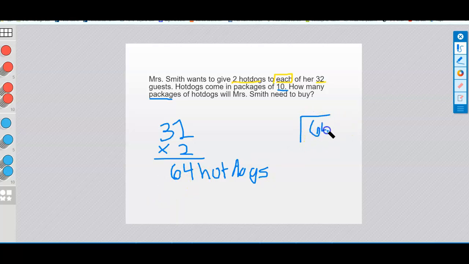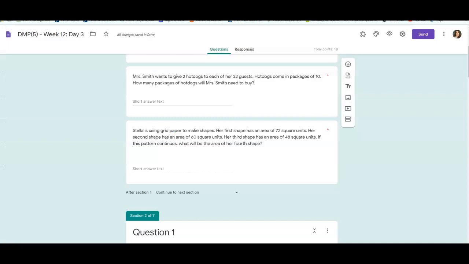But be careful. If she only buys 6 packages of hot dogs, there are going to be 2 people that are unhappy because they didn't get a hot dog. So she's really going to need 7 packages of hot dogs. There you go. Okay, next question.